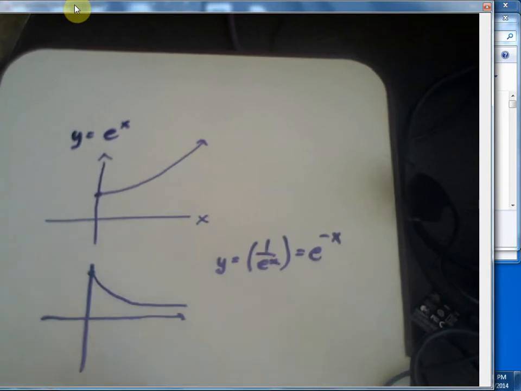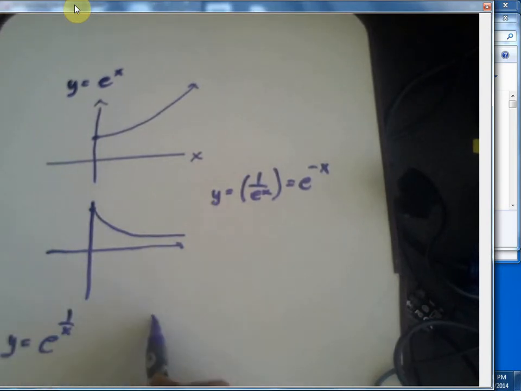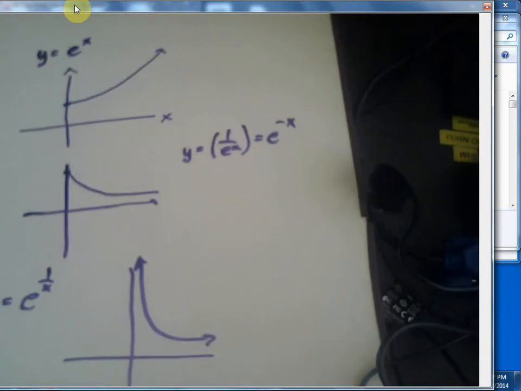Another function they seem to want you to know, which I don't think is as important, is e to the 1 over x. So e to the 1 over x looks like, well, it has an asymptote. Looks like this. So you can separate out the 3 graphs. You'll be able to answer that question easily.